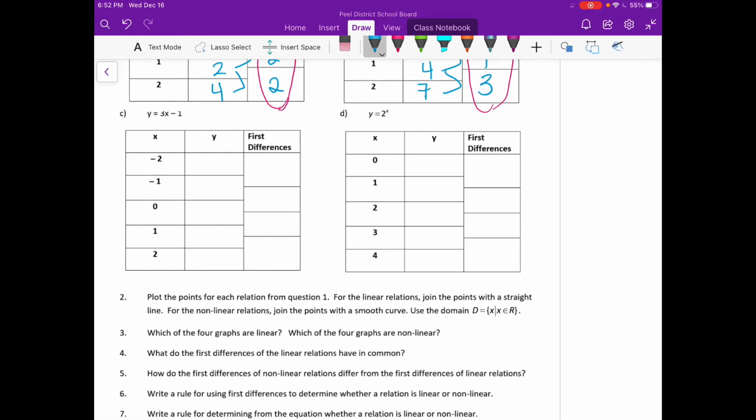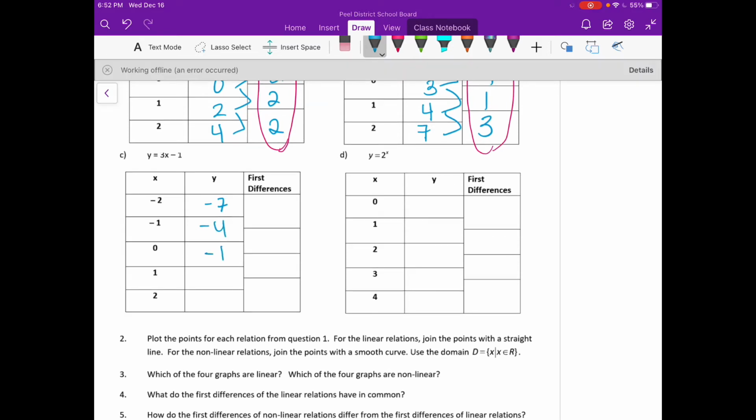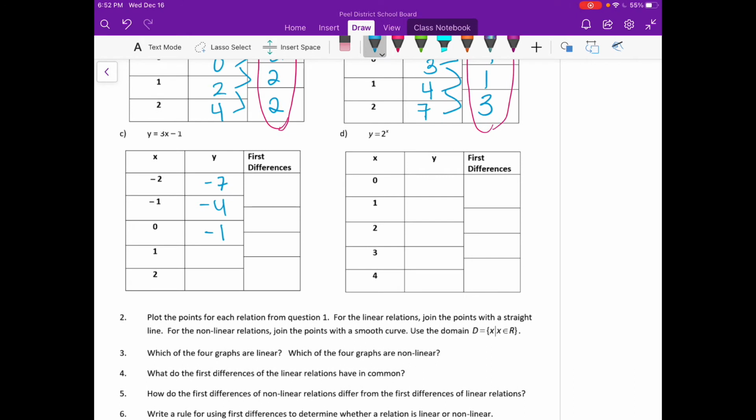Let's just go in and fill this chart out as well. We have negative 1, right? We have negative 2 times 3 minus 1 will give me negative 7. Right, I'm just filling in my table of values, plugging in my x values. Minus 1, negative 4. 3 times 0 is 0, minus 1 is negative 1. 3 times 1 is 3, minus 1 is 2. 2 times 3 is 6, minus 1 is 5. So let's just go in and put in our numbers.